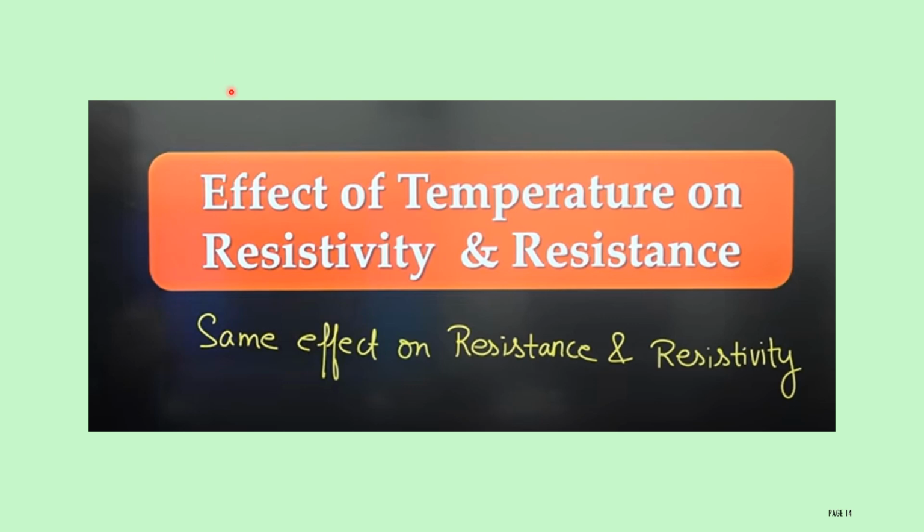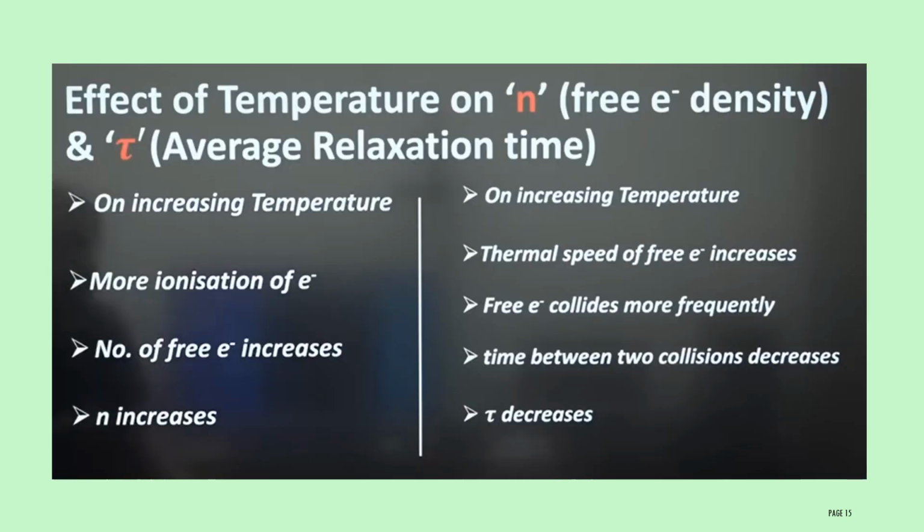Next, let us discuss the effect of temperature on resistivity and resistance. The effect of temperature will be the same on resistance and resistivity. Let us discuss the effect of temperature on n, free electron density, and tau, average relaxation time. First, the effect on n. On increasing temperature, more ionization of electrons takes place. As ionization increases, the number of free electrons also increases automatically. So n, the number of free electrons per volume, increases.